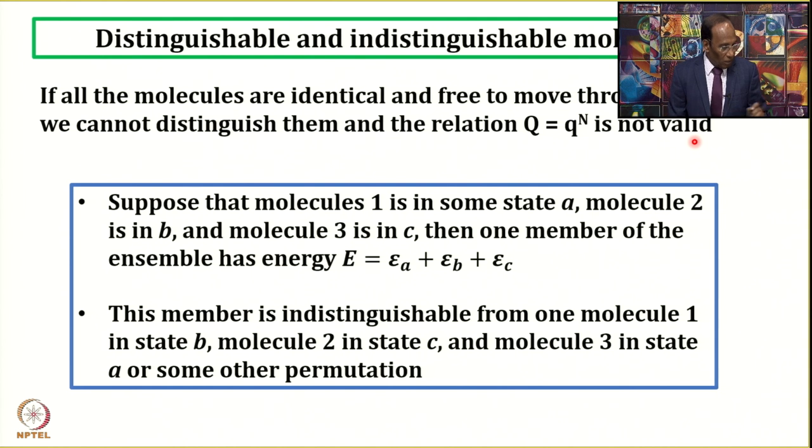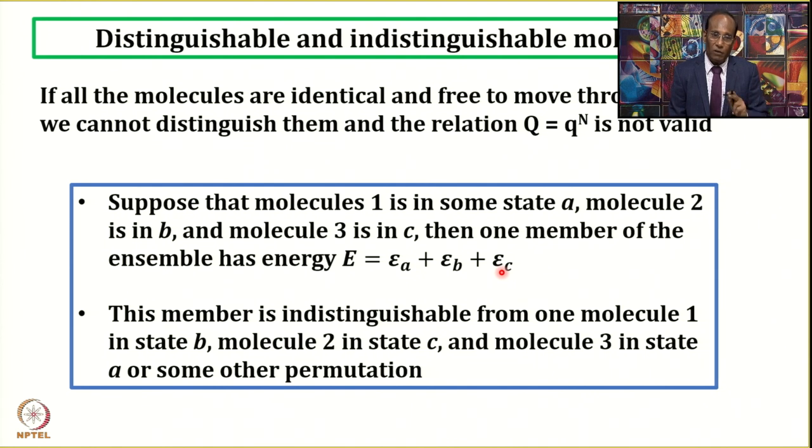Look at the comment. Suppose that molecule 1 is in some state A, molecule 2 is in state B, molecule 3 is in state C. Then one member of the ensemble will have an energy Ea plus Eb plus Ec. We are not fixing the energy of a system in the canonical ensemble. The member does not have a fixed energy. Therefore, it allows different molecules to be in states of different energy.